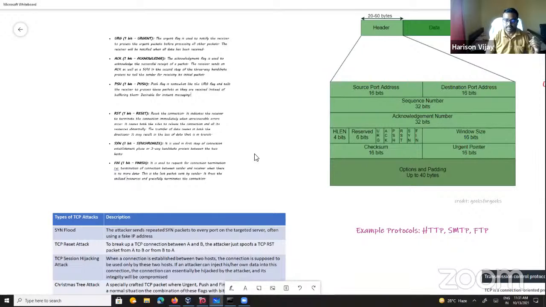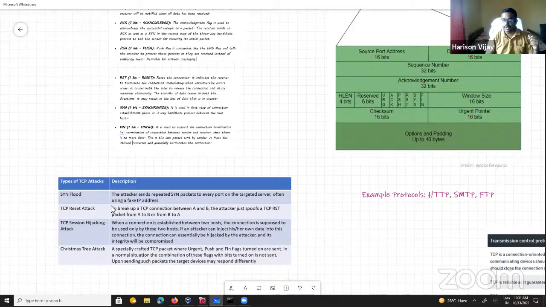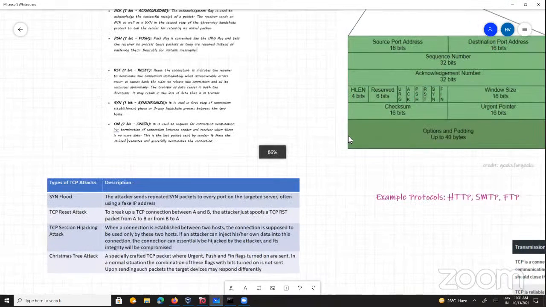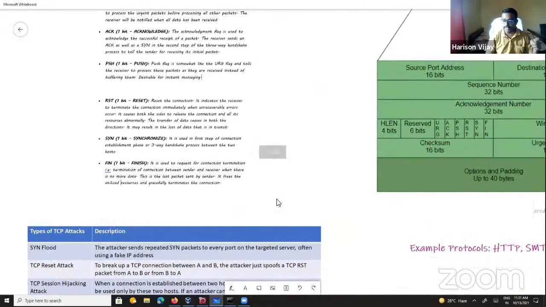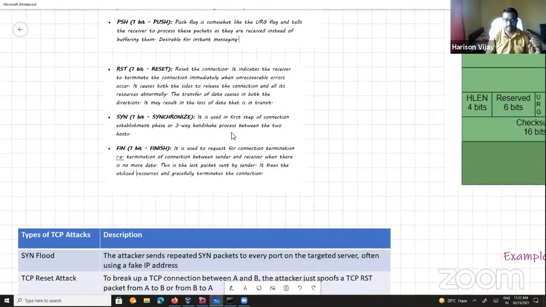Okay. The next type of attack is called the TCP Reset Attack. So as I mentioned, we can set a reset flag within the TCP header to reset a connection. So what if the attacker inserts himself in the middle of a communication and sends a reset packet by spoofing your IP address? What will happen is it will terminate the connection. So this is another type of attack.